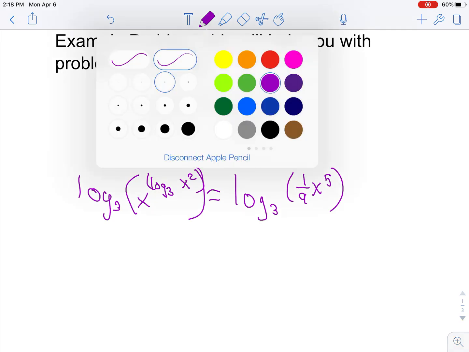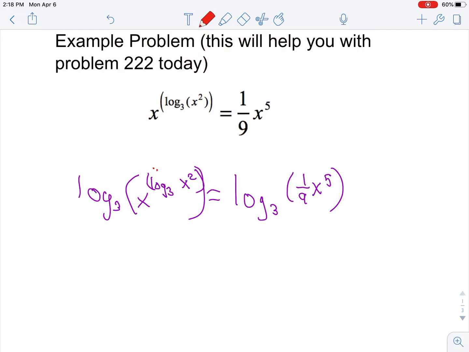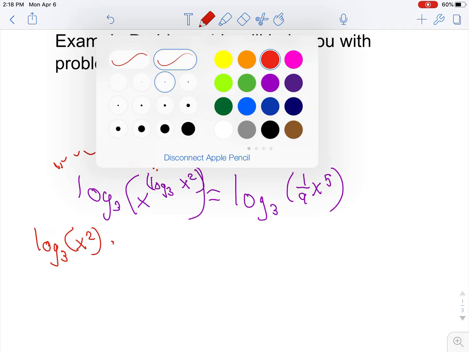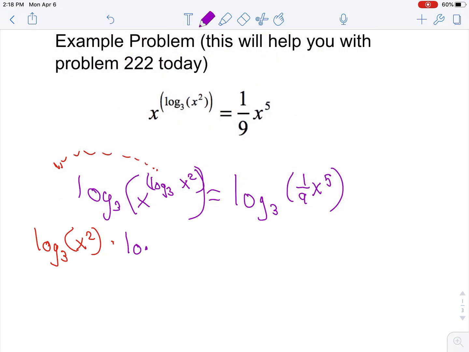But here's the thing. Anytime I have a logarithmic equation, when I'm taking the log of some amount, I can fly that exponent over. Now I've got log base 3 of x squared times log base 3 of just the x. Where did x's exponent go? Well, that was this thing right up here. I flew it over. And now I have this expression.